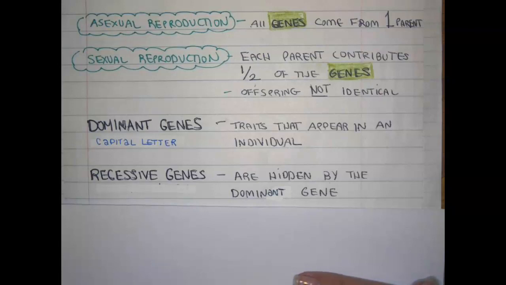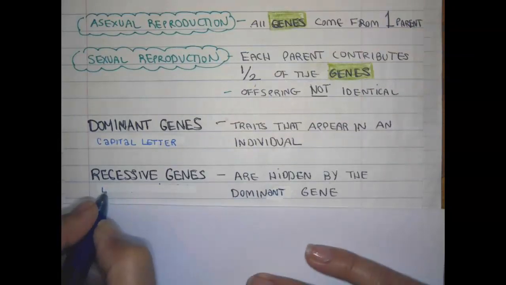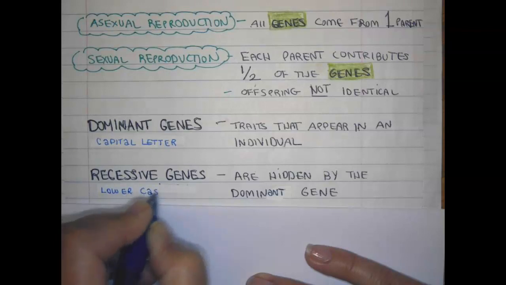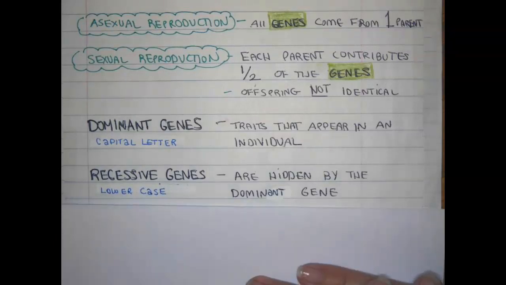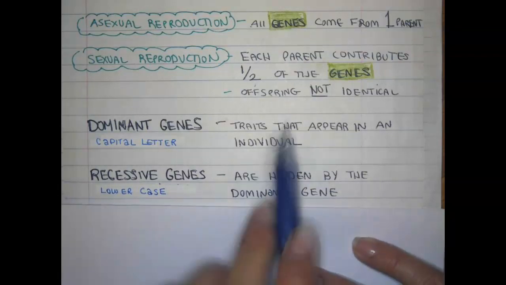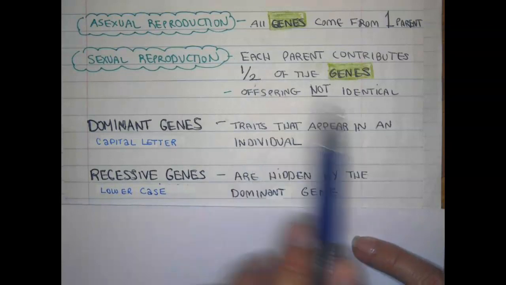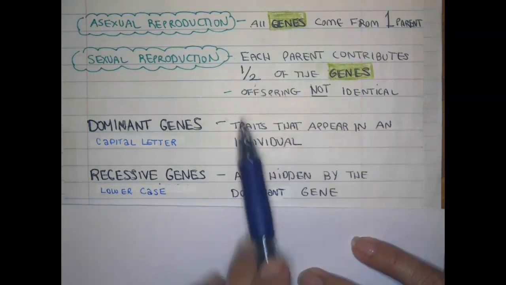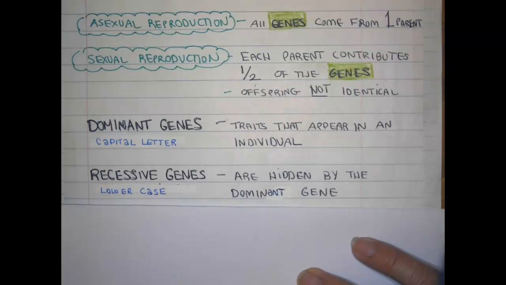The recessive genes are hidden by the dominant gene. Recessive are hidden, and they are going to be represented by a lowercase letter. Now, what that means, I'll give you just a quick example of that, is we get half of our genes, which are carried down by the chromosomes. We get half of the genes from our parents. So for each trait, there are a lot of traits.